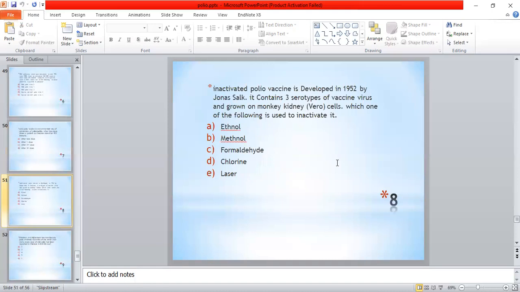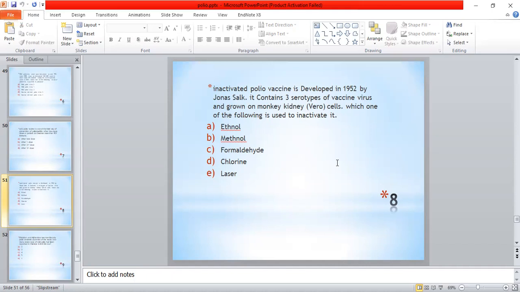Question number 8. Inactivated polio vaccine was developed in 1952 by John Salk. It contains three serotypes of vaccine virus and is grown on monkey kidney cells. Which one of the following materials is used to inactivate this inactivated polio vaccine? A is ethanol, B is methanol, C is formaldehyde, D is chlorine, and E is laser.